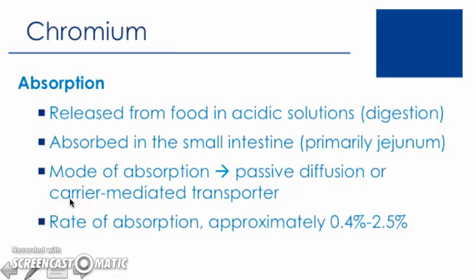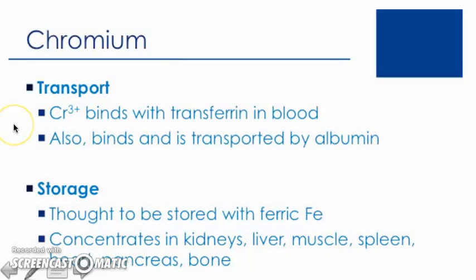The percent of chromium absorption is very low, about 0.4 to 2.5%, similar to non-heme iron. We saw that the percent absorption for non-heme iron was about 2 to 3%, and so that rate of absorption is similar with chromium. We'll now discuss the transport of chromium through circulation.